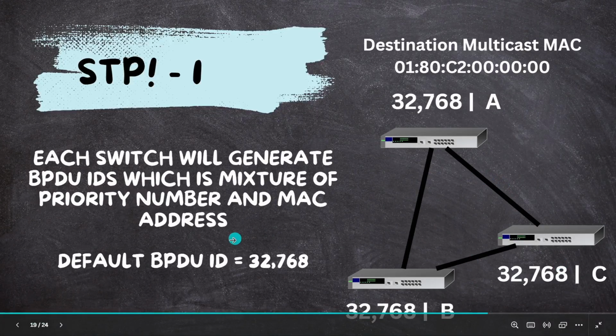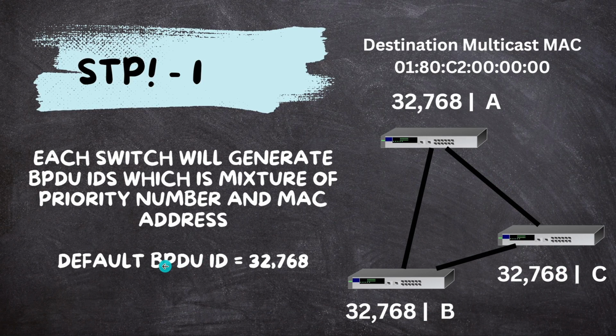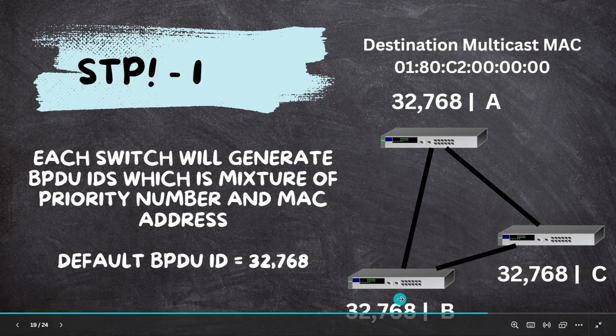Let's say when the BPDUs are exchanged, in that packet there will be a destination multicast MAC, which is the special MAC address that is used. So this is the multicast MAC. Note how this pair is working. This is the priority number and this is the MAC, and combined, it is the BPDU ID. Okay, so this is step 1. Each switch will select this BPDU ID.